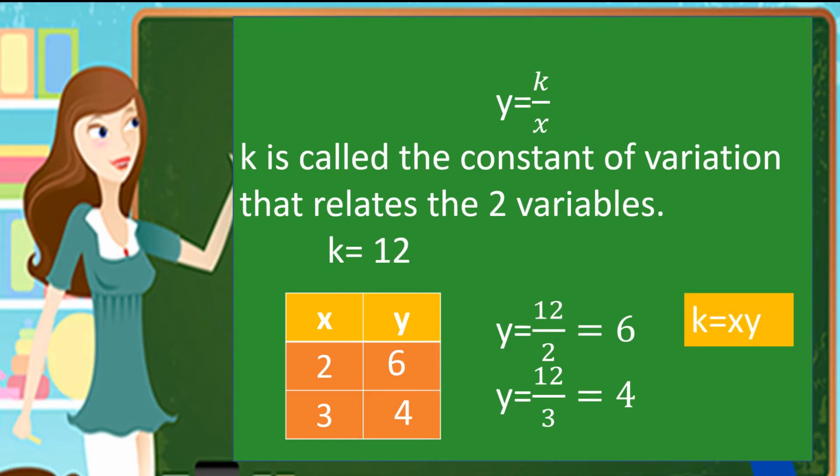And therefore, to find the value of k, syempre ang ginawa natin ay minultiply natin yung value ng x at saka y. So let us try. 2 times 6 is equal to 12, and 3 times 4 is equal to 12. So to find the value of k in inverse variation, we are going to use this formula: k is equal to xy.